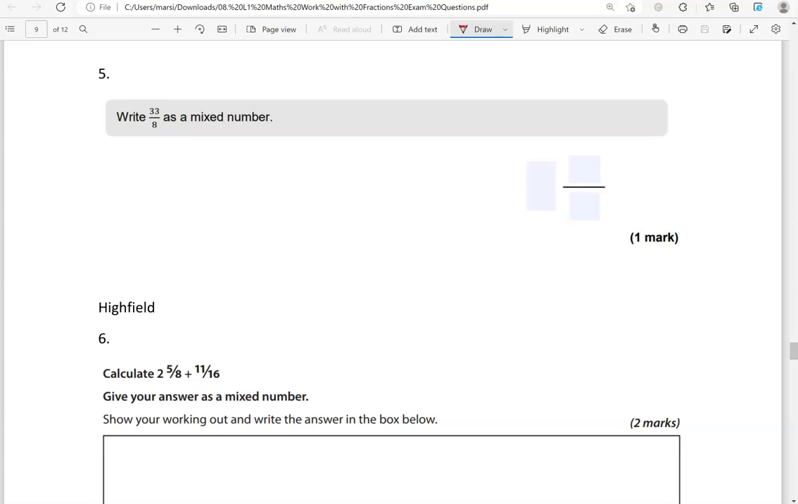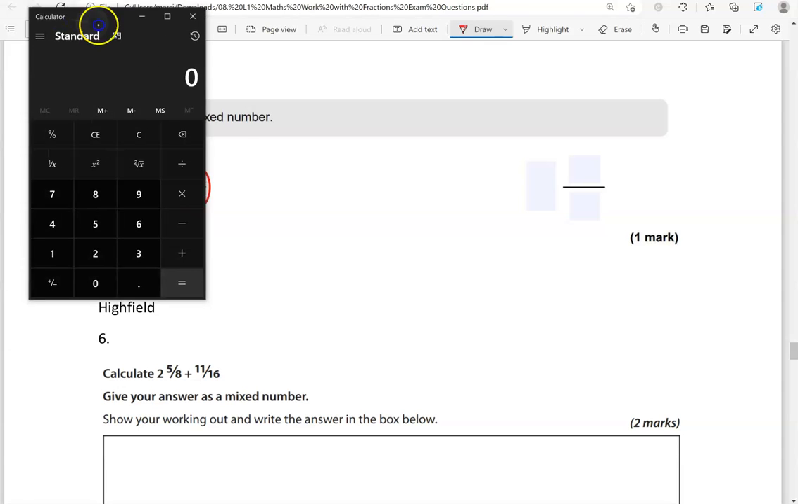Write 33/8 as a mixed number. So we've got 8s, so you can imagine pizza or cake split into 8 equal parts. So if you have 33 of these slices, how many whole cakes or pizzas would that make? So how many 8s fit into 33 is the question. You'll most likely know that it's 4 lots of 8, which makes 32.